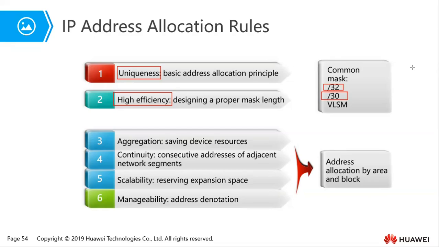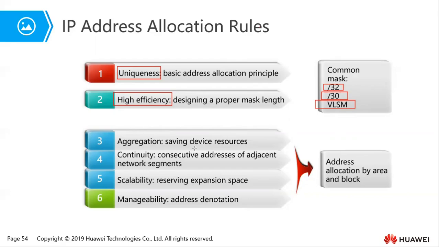Then, other than using the classful addresses, we know that it is recommended, for efficient use of IP addresses, that we use variable length subnet mask. And I think during the IP addressing topic at HCIA, we covered this concept and how to do that extensively.